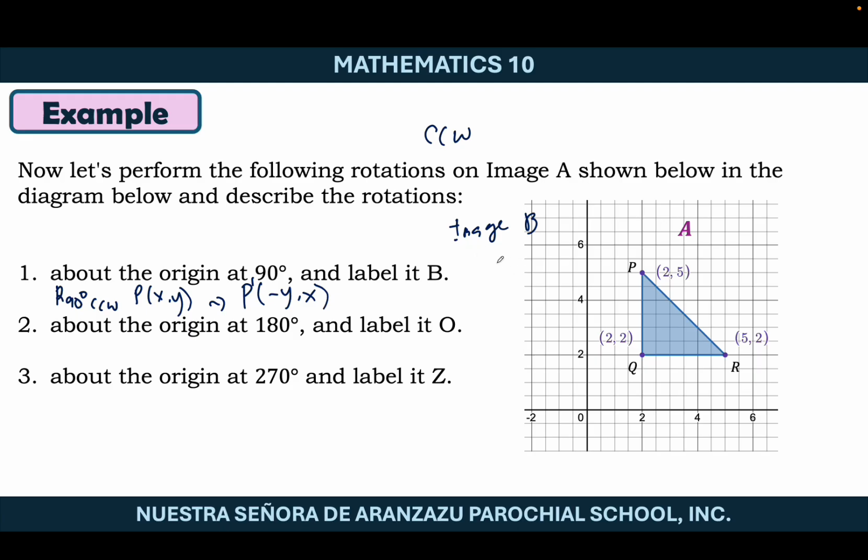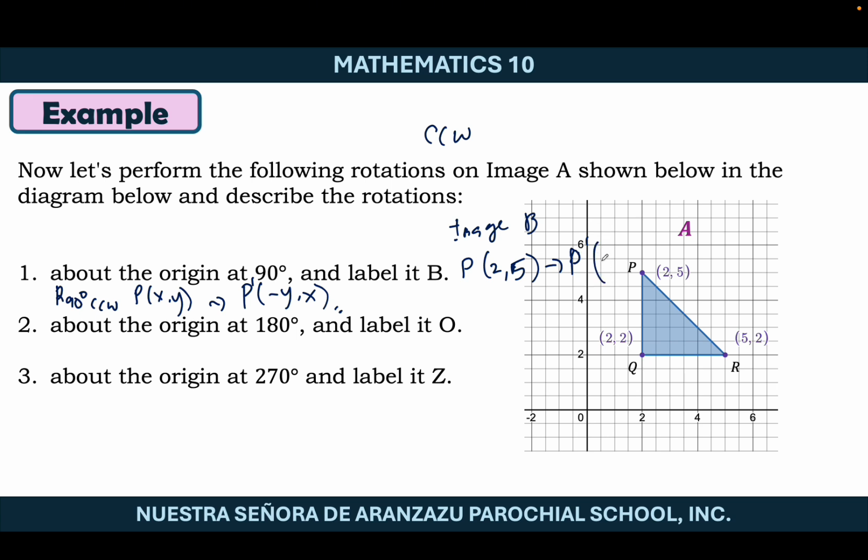So, therefore, to solve for the image B, anong gagawin natin? Kunin natin yung mga given point nila. So, yung point P na 2, 5, i-rotate natin siya applying this rule. So, that will become, ano yung magiging P prime natin?